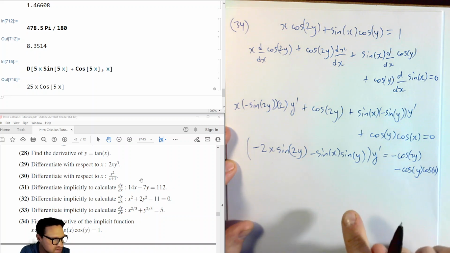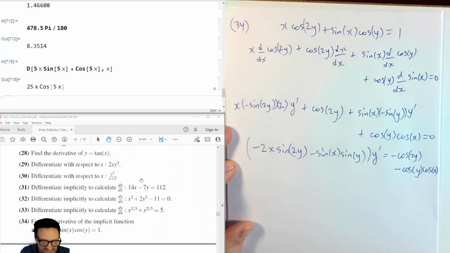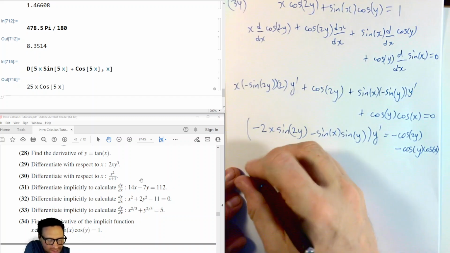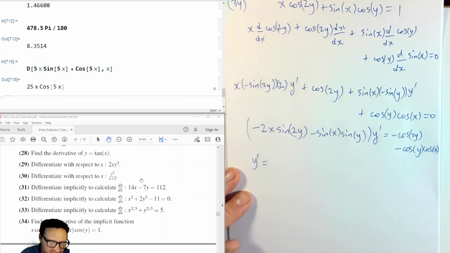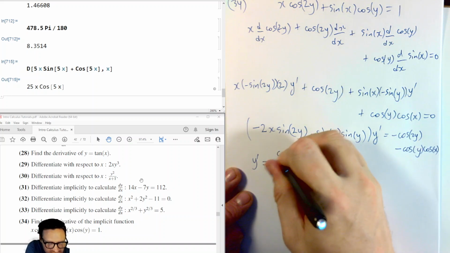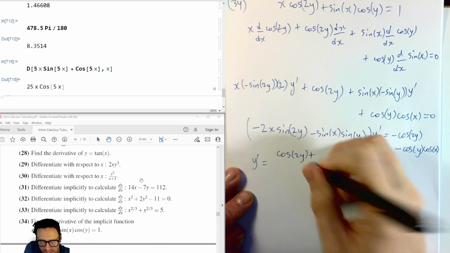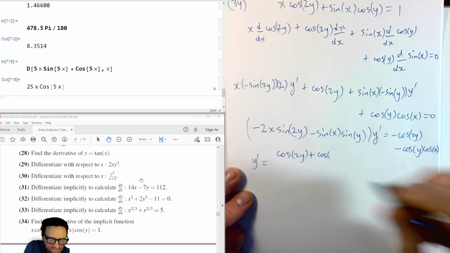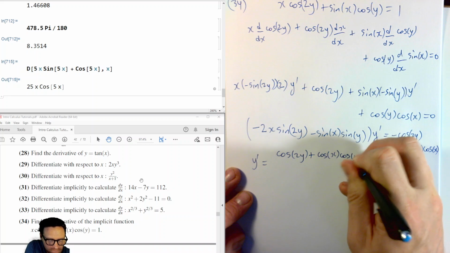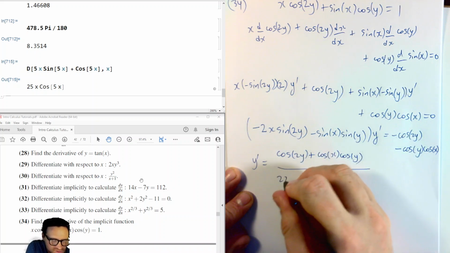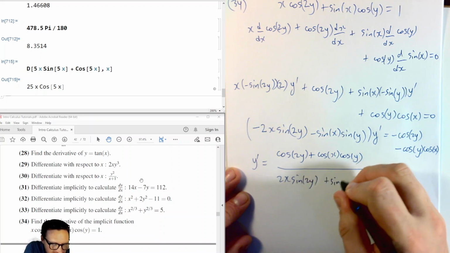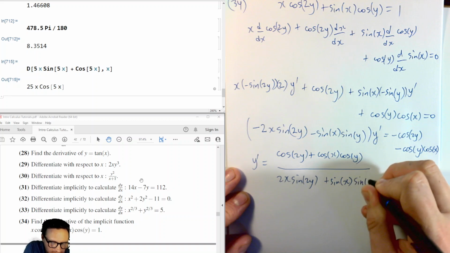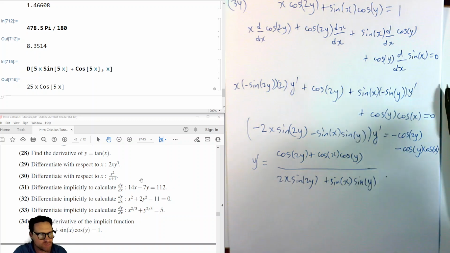Okay, it says find dy on dx, so we just have to divide by this term now. And so we get y' equals, now the minuses in both or all will cancel, and so we can express this as cos 2y plus cos x cos y all over 2x sine 2y plus sine x sine y. Okay, and we're done with the problem set. Thank you.